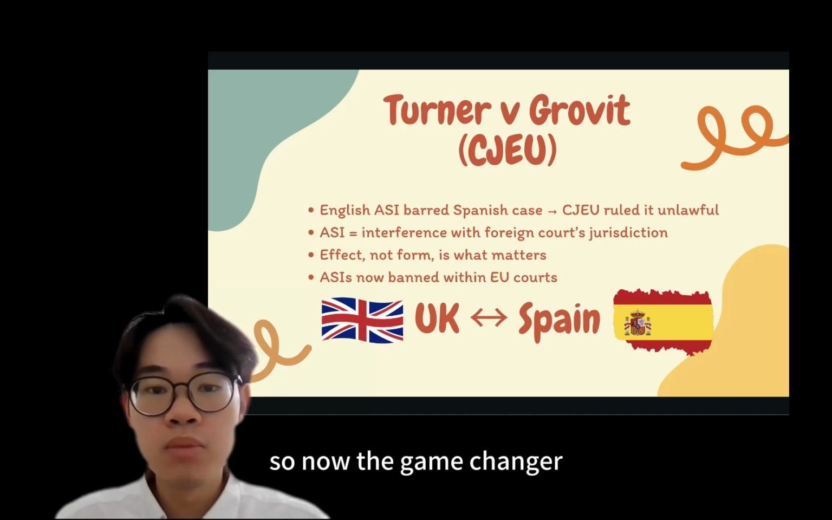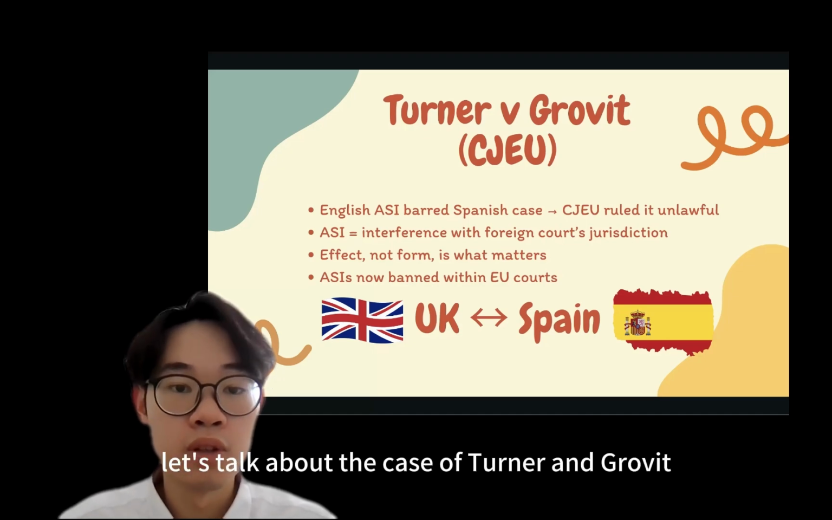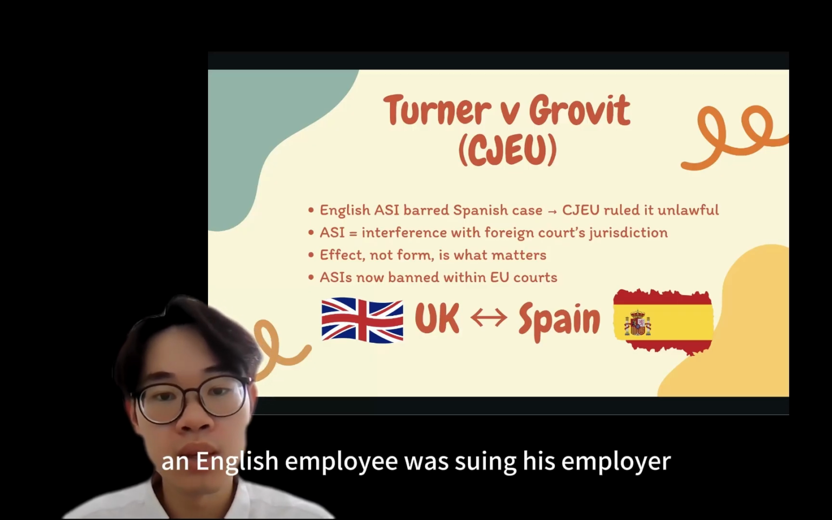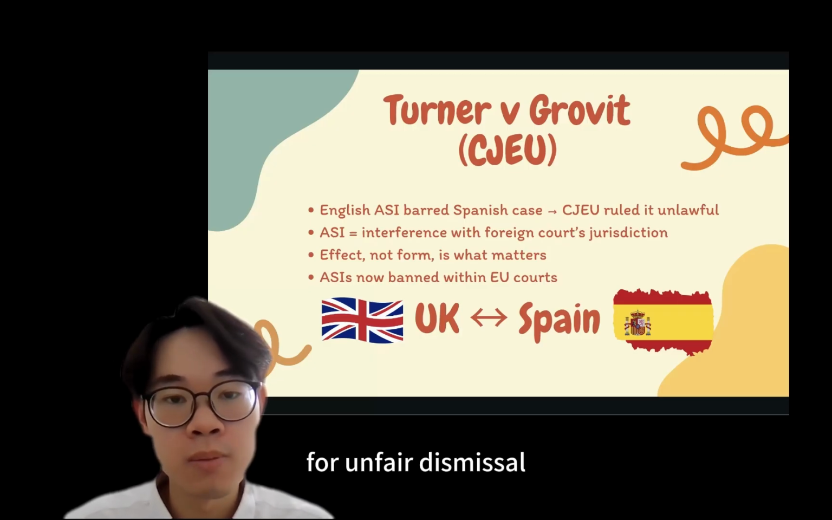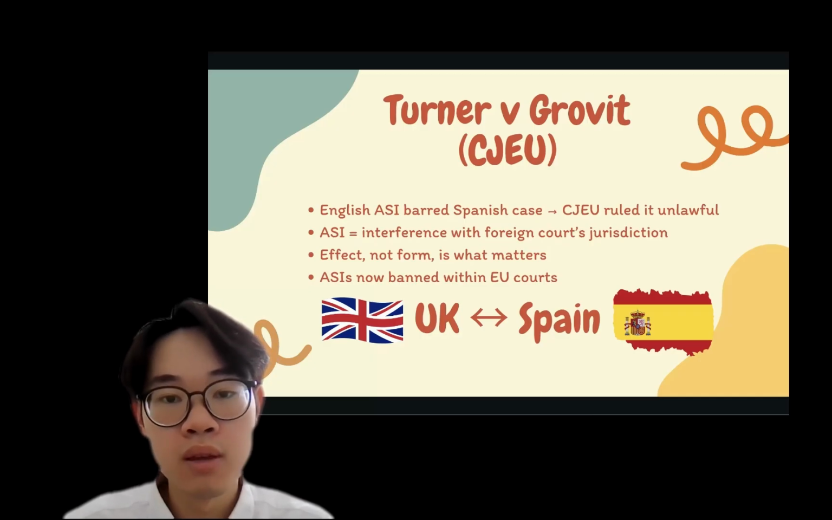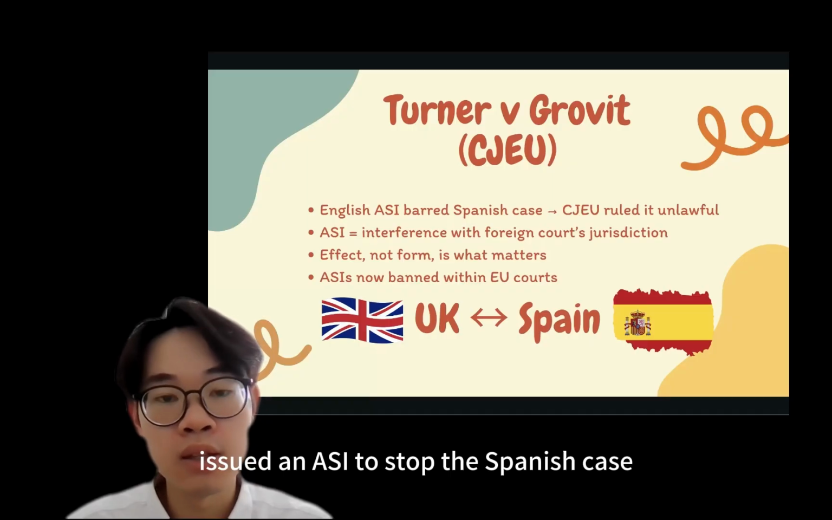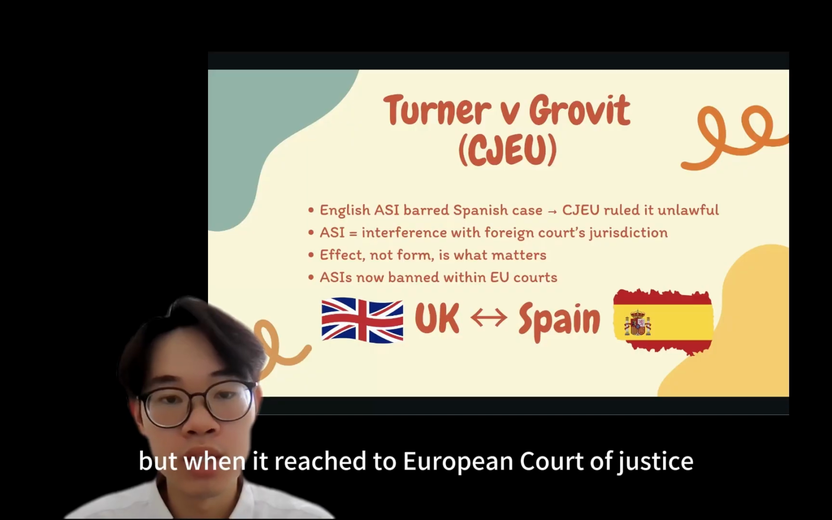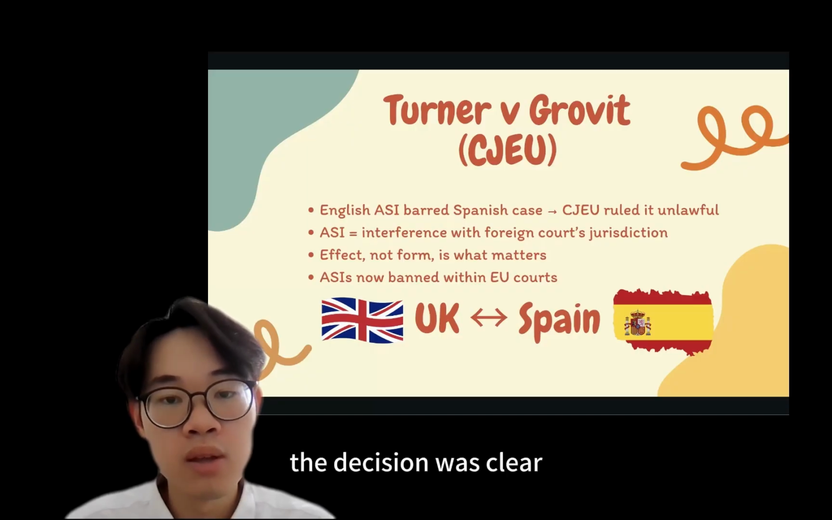So now, the game changer. Let's talk about the case of Turner and Grovit. In this case, an English employee was suing his employer for unfair dismissal. Then the employer suddenly sued the employee in Spain. The English court issued an ASI to stop the Spanish case. But when it reached the European Court of Justice, the decision was clear.